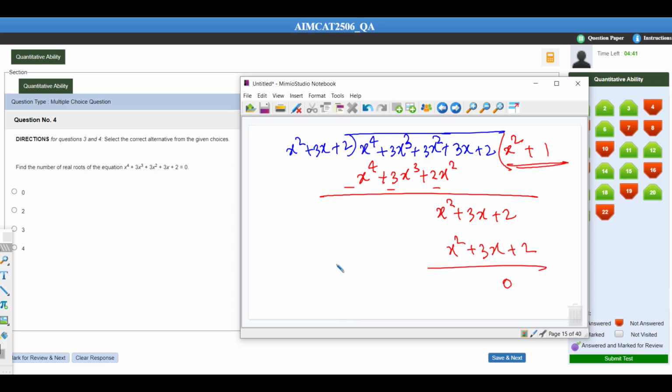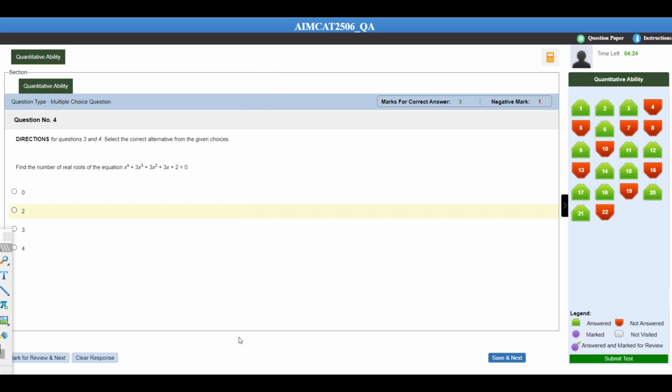So basically this expression we can write as x square plus 3x plus 2 into x square plus 1. Minus 1 and minus 2 are the real roots. This is not having any real root, everyone. So there are only 2 real roots.